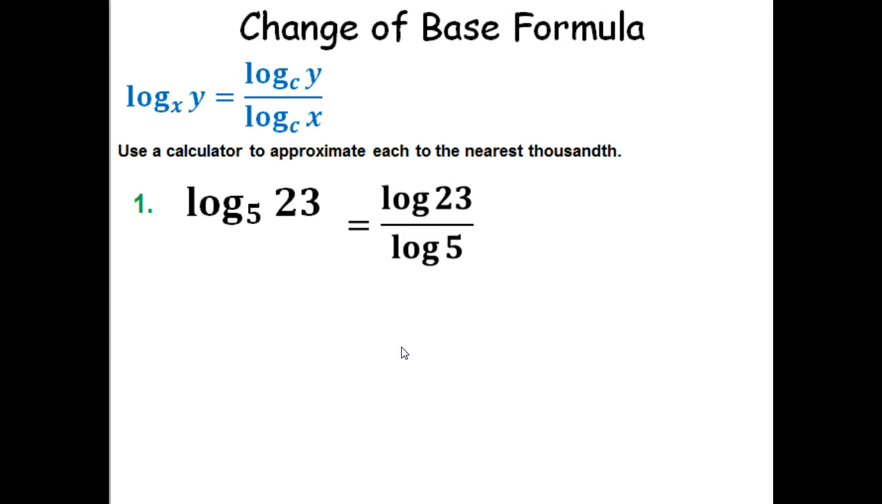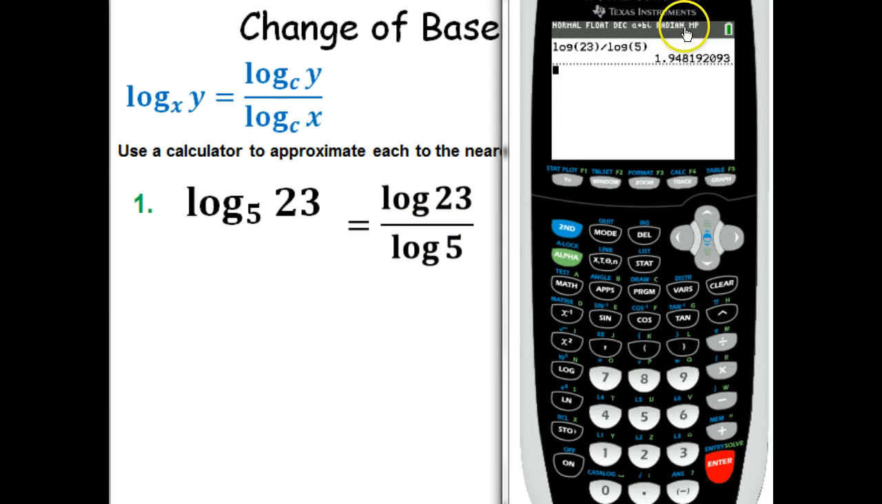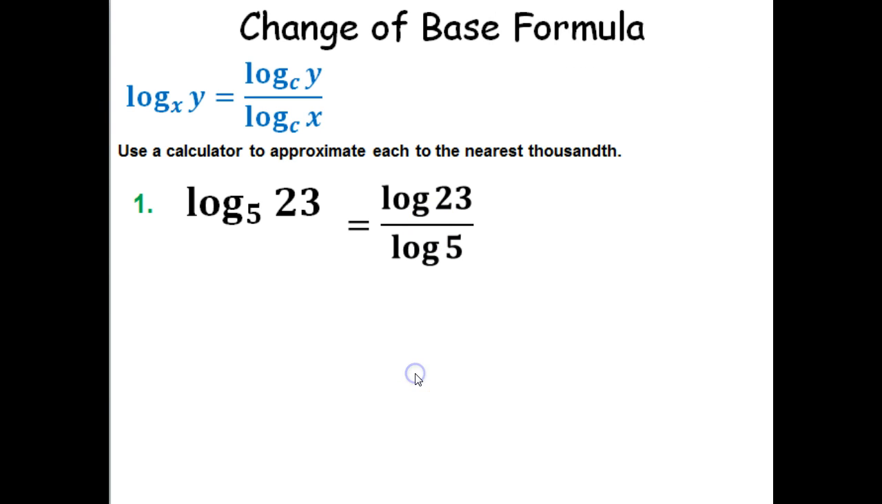And we're asked to approximate to the nearest thousandth. And thousandth will be 3 decimal places. So we go 1.948, it looks like, 1.948. So then we just write that that is our answer.